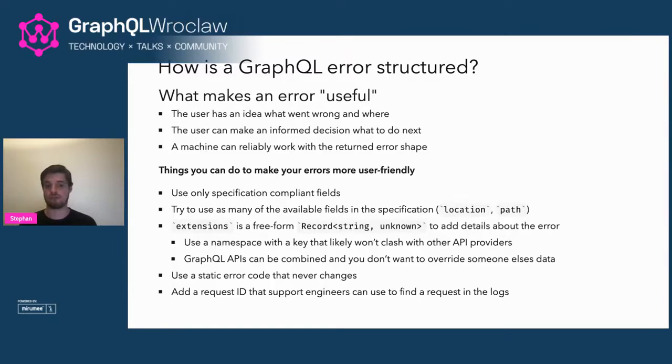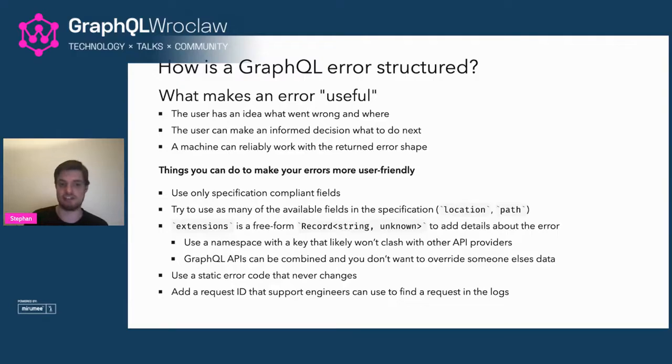You should make sure to use the available fields from the specification if you have them at hand. So if there is something going on that cannot be pointed back towards a location or path, it's of course okay to leave it out. But if you do know in which specific section of a GraphQL query something went wrong, it should be in there. And then there's this nice extensions field, which is a free-form record where you can put basically anything that you want.